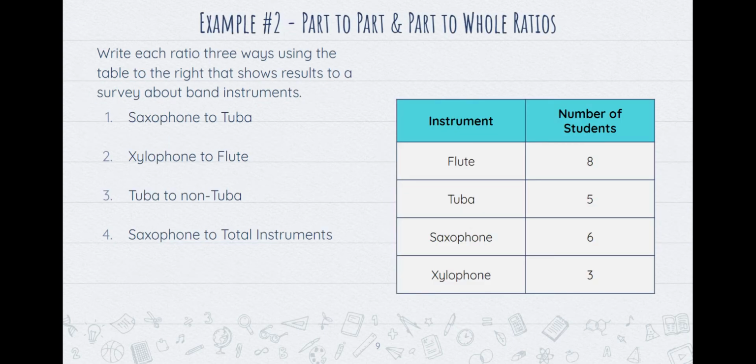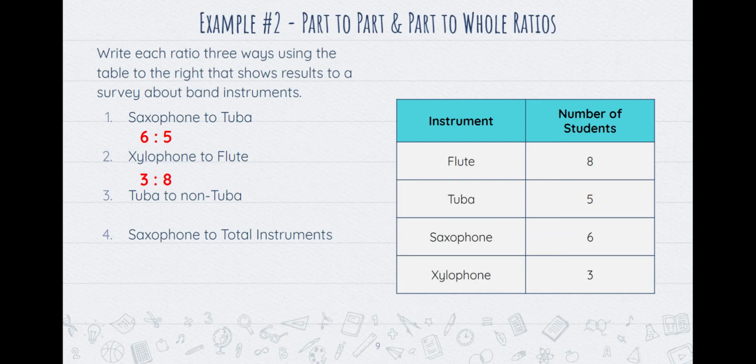Now, sometimes you may see both part to part and part to whole ratios in the same type of problem. So, this is a survey of a band class where we are looking at flutes, tubas, saxophones, and xylophones, and the number of students that play each. So, saxophone to tuba, that is a part to part because we are looking at just saxophone and just tuba. And in this case, we have a 6 to 5 ratio. Xylophone to flute is also a part to part. We have 3 xylophone players to 8 flute players.